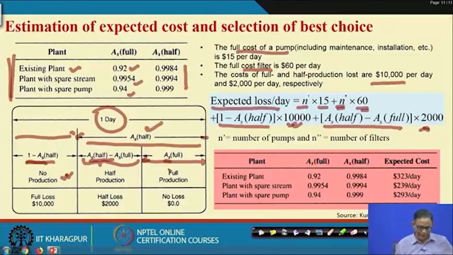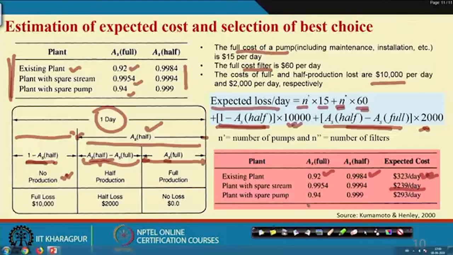You see, for full production the loss is 1 minus A half into loss, for half it is A half minus A full, that is written here. Using this formula, and as the probabilities of availability are known, together with the number of pumps and costs, you found that if you continue with the existing plant, the cost is $323 per day. If you go for the second alternative, a plant with spare trim, then it is basically $239 per day, and if you go for the third alternative, a plant with spare pump, it is $293 per day. Not rupees, we have used dollars. So, considering the expected cost, the second alternative gives you the better result.